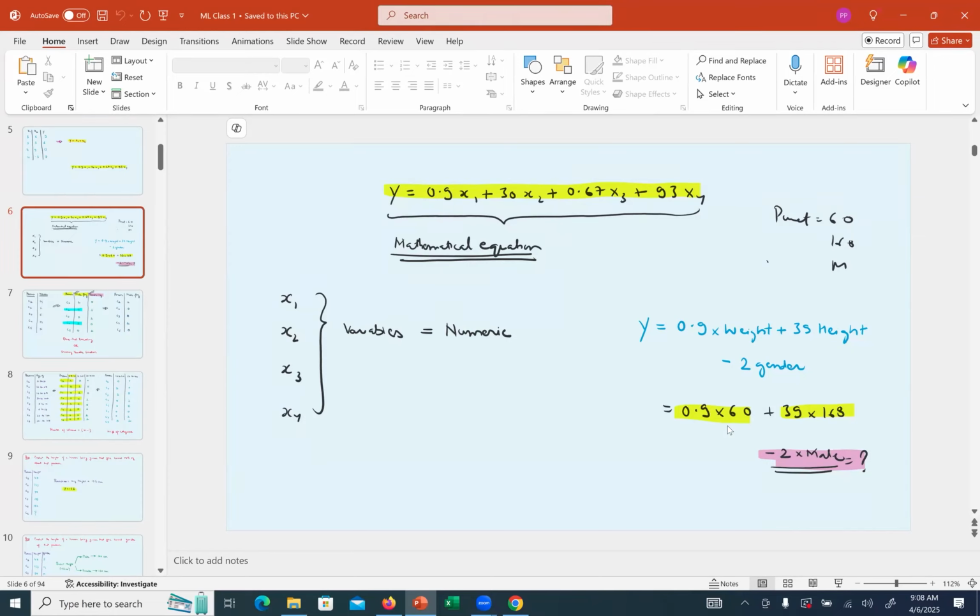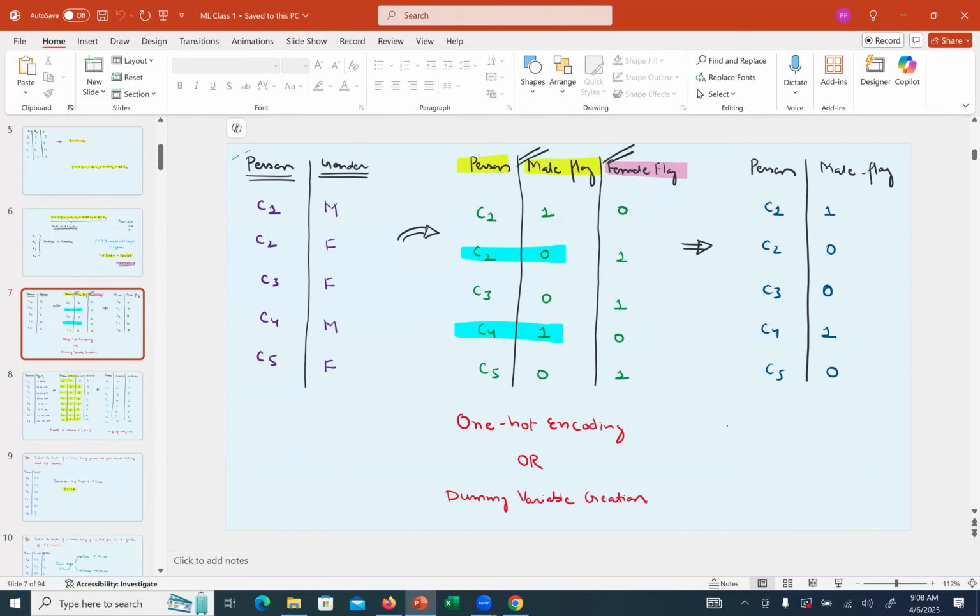Okay, so for example, if I have a male female gender flag, right, which is having values like whether someone is male or female, what we are going to do is we are going to create, let's say, two flags. One is male flag, one is female flag. So male flag is whenever the customer is male, then it will be one, otherwise it will be zero. Whenever the customer is female, it will be zero, otherwise it will be one. Okay, so this is our male female flag.